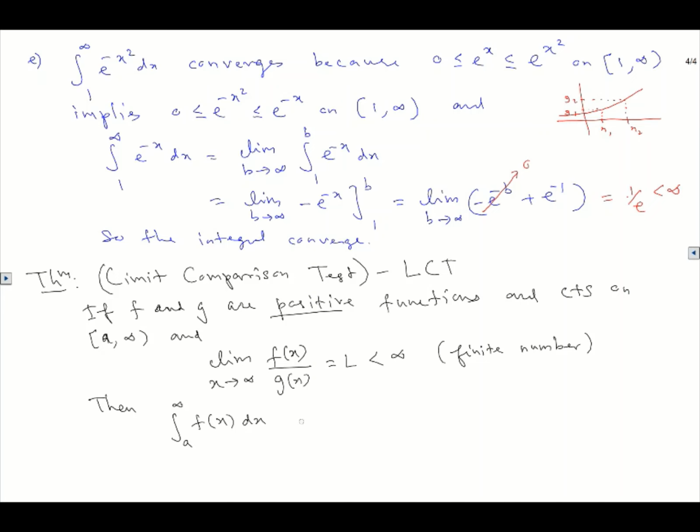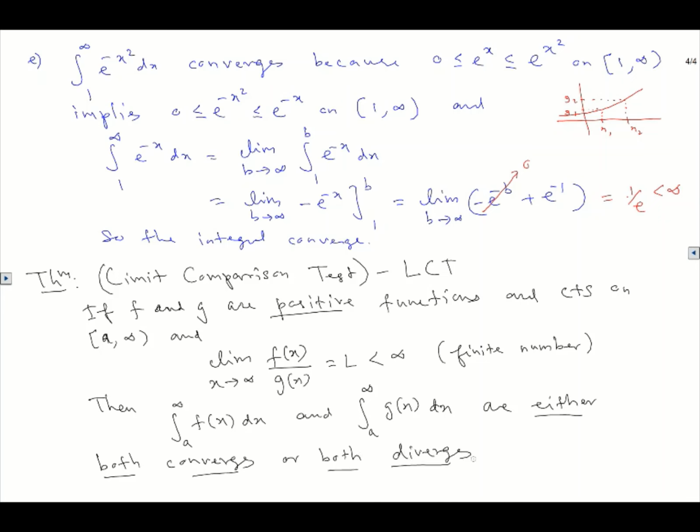Then the integral from a to infinity of f(x) dx and the integral from a to infinity of g(x) dx are either both convergent or both divergent. The word both is the important one. What it says is that they behave the same way.